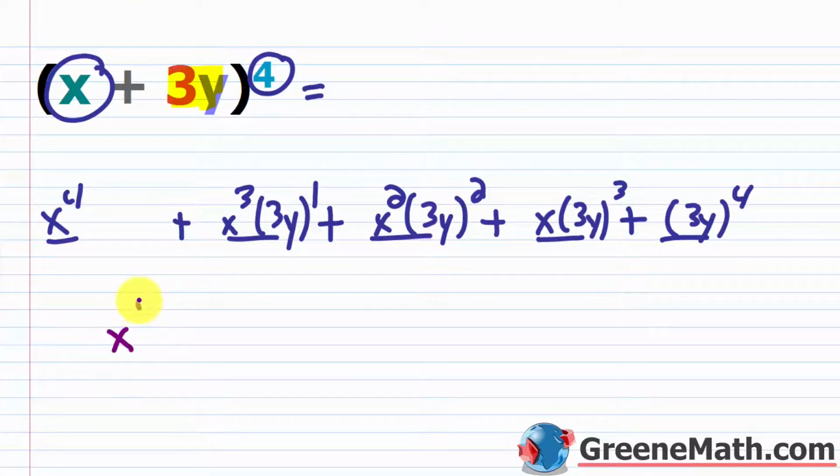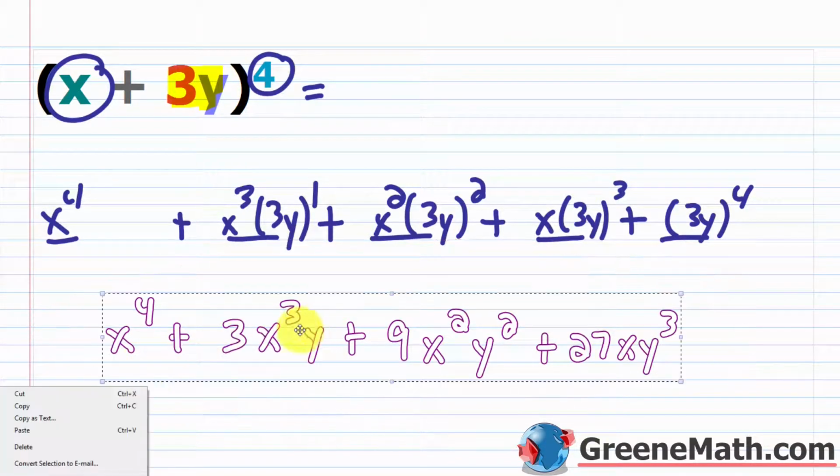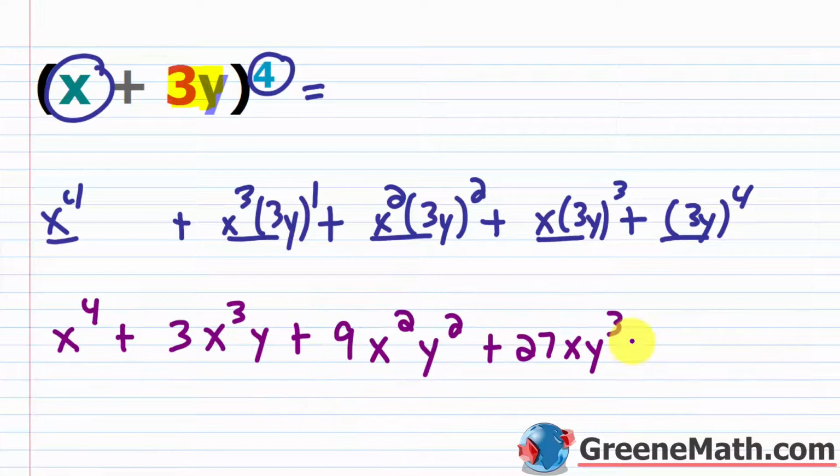So far we have x to the 4th plus, this would be 3 times x cubed y, and then plus we would have 3 squared is 9, so this would be 9x squared y squared. And then plus 3 cubed is 27. So that would be 27xy cubed. And let me slide this down because we're going to run out of room. And then plus we would have 3 to the 4th power, which is 81. And then y to the 4th power.